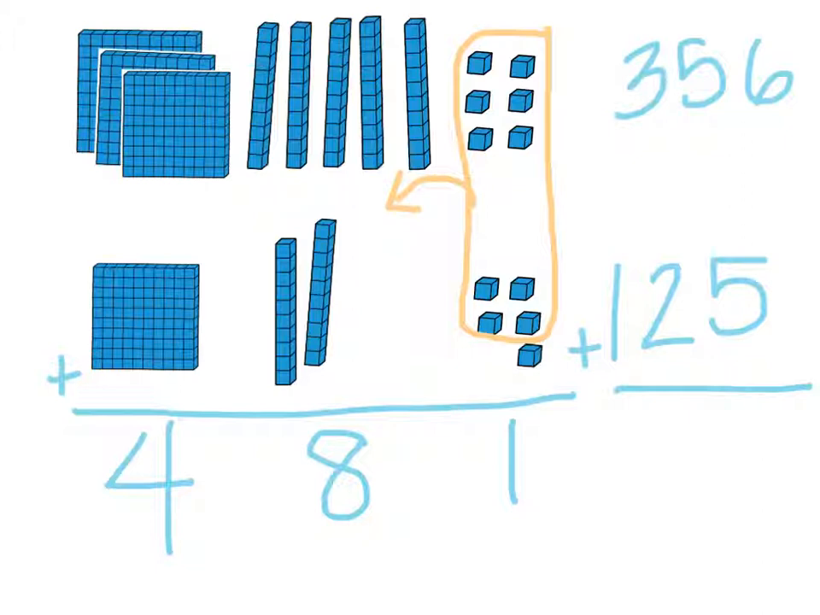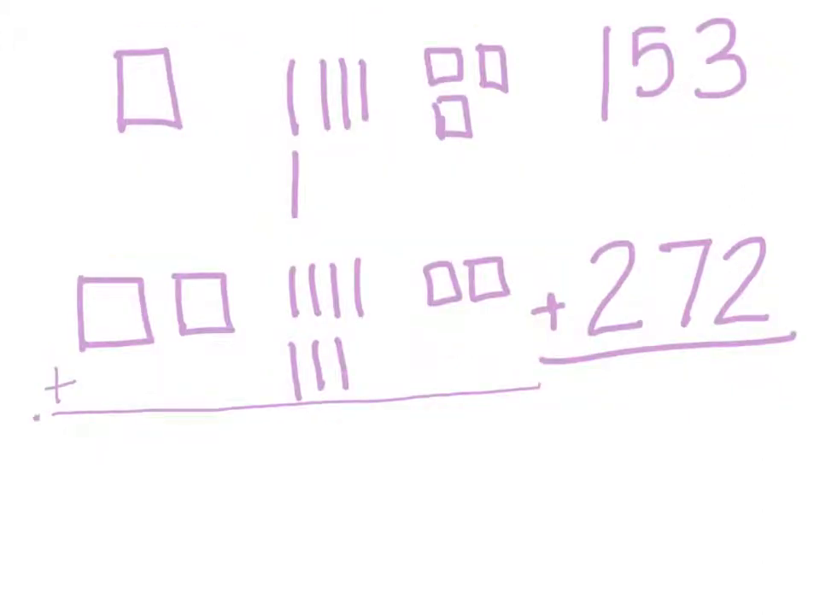Let's try that next. In this problem, we're going to solve the standard algorithm or problem using drawings of place value blocks. My large squares are my hundreds flats. My lines are my tens rods, and my little squares are my ones blocks. So here I have 153, and this one I have 272.